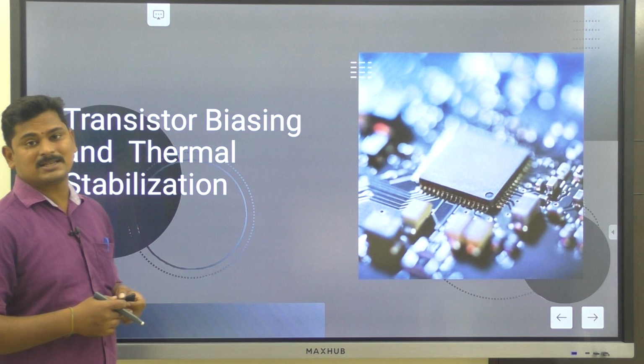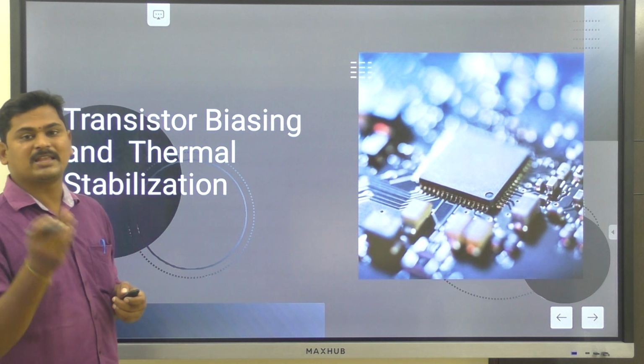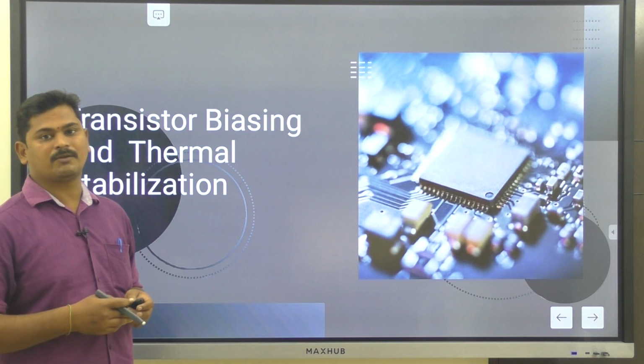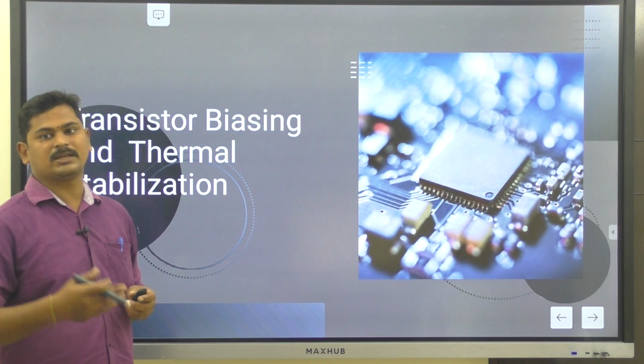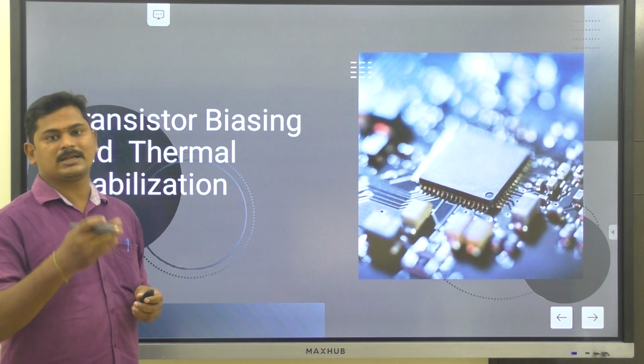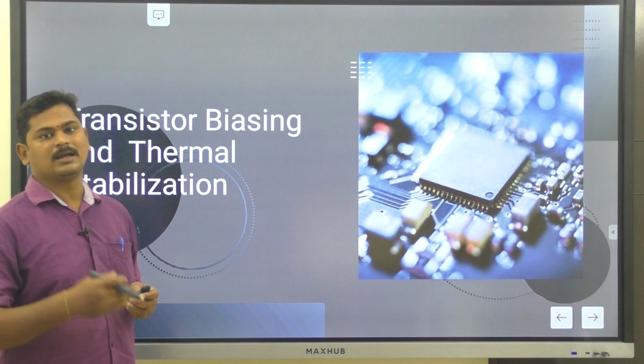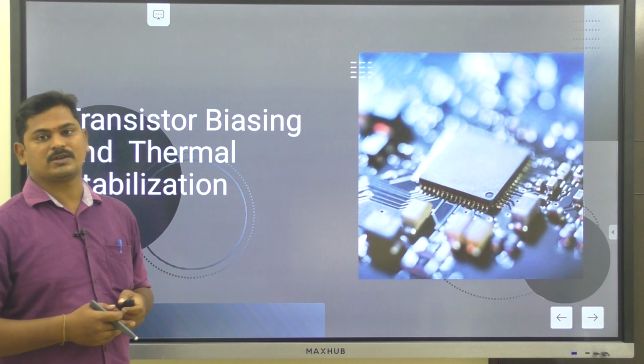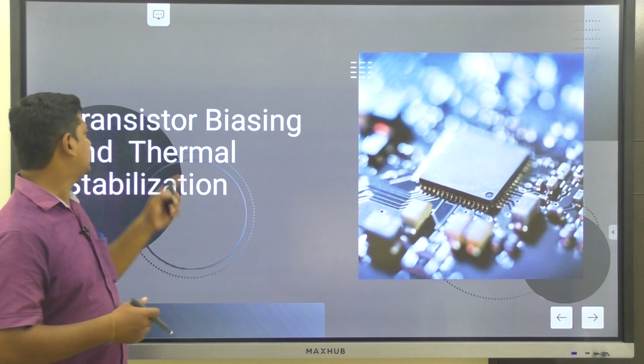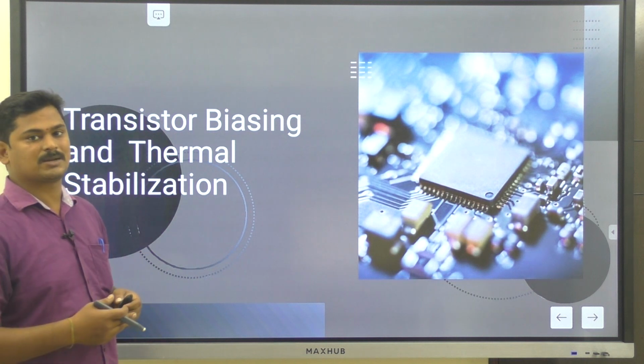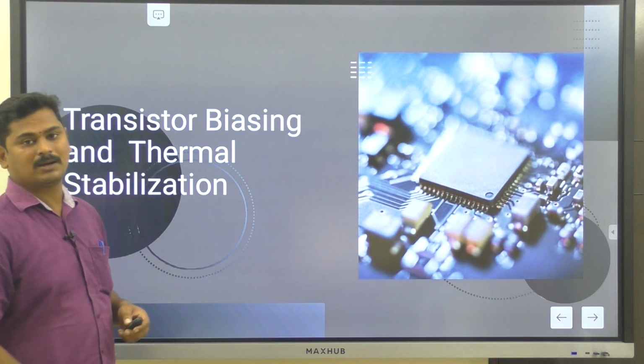Thermal stabilization means the effect of temperature on your Q point, with respect to the base current, the voltage across the base and emitter, and your reverse saturation current. Today we will see one by one what the transistor biasing techniques are and what thermal stabilization is.